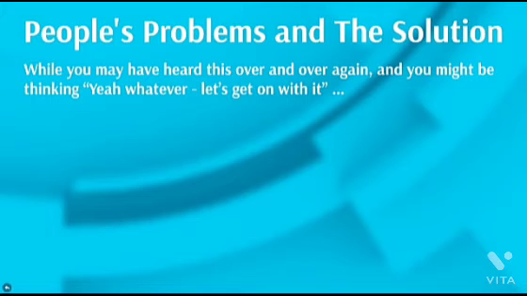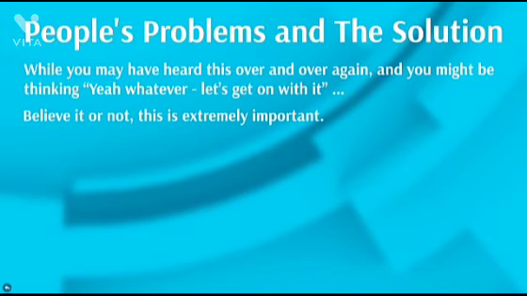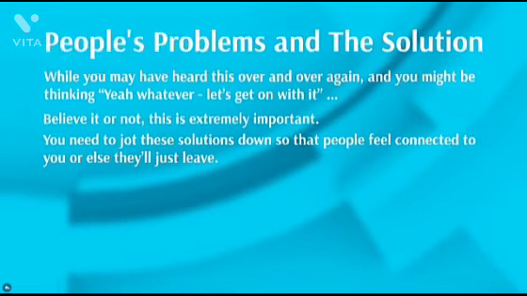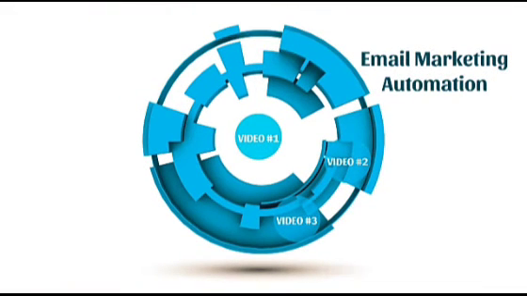Is because if you start with the problem, the pain, and move on to the solution, you have a better gauge of where people are at and how you can get them to a certain point. But if you build a list to build a list without any sort of plan, without even understanding their problems and pains and all that, you don't really know in what stage they are at. Does that make sense? So believe it or not, this is extremely important. You need to jot these solutions down so that people feel connected to you, or else, of course, they'll leave. So with that said, let's move on to video number 4.